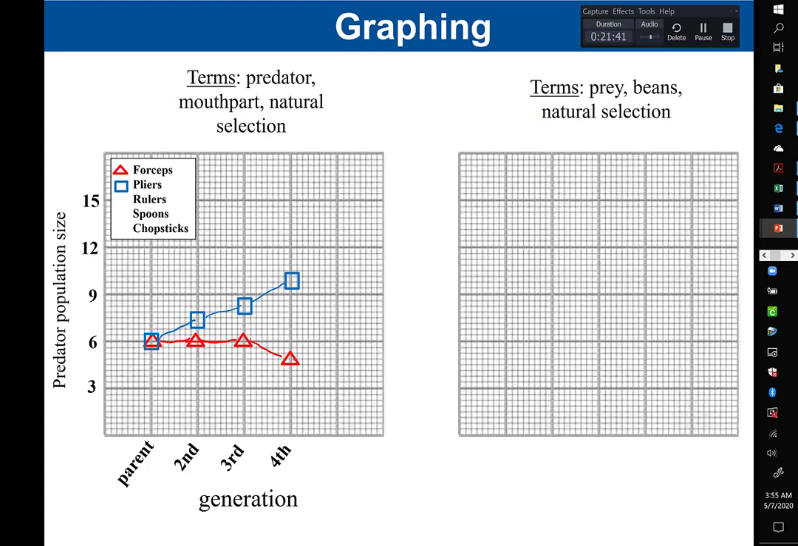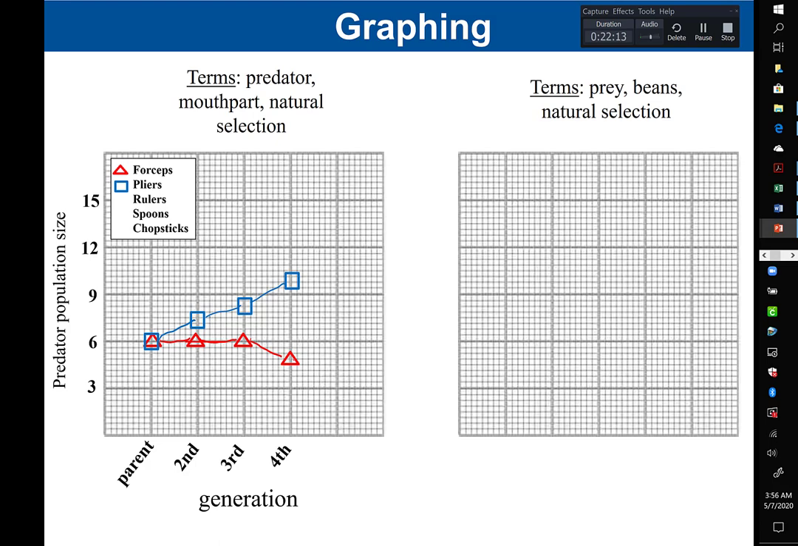You need to make sure that you have a figure legend that tells somebody what the different lines are, which mouth part each represents. And so you're going to end up with five different lines on your graph. This is going to allow you to see which mouth part was best adapted to its environment. That would be the one where the population increases, whereas the one where the population decreases would be the least adapted. And that's what we're looking for.